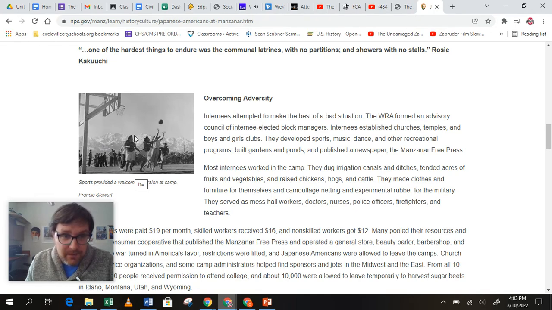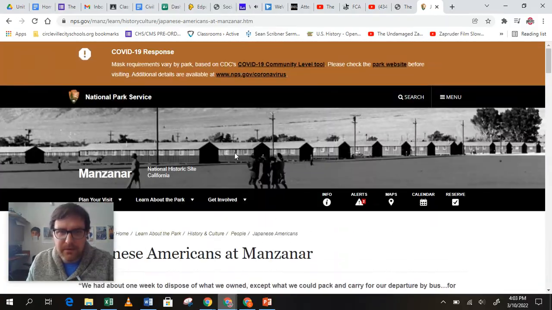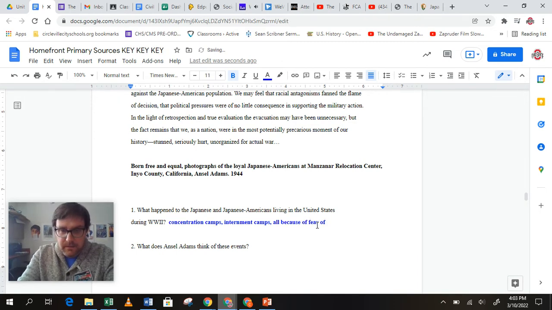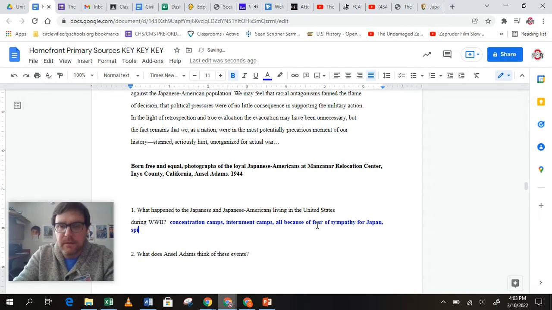And even if they wanted to escape, look at this. I mean, where are they going to go? It's in the middle of the mountains. And sometimes they would get weekend passes to go out to maybe a small town nearby. But you know why this happened to them? All because of fear of sympathy for Japan, or that there might be spies. I would put that down. Fear of spies.